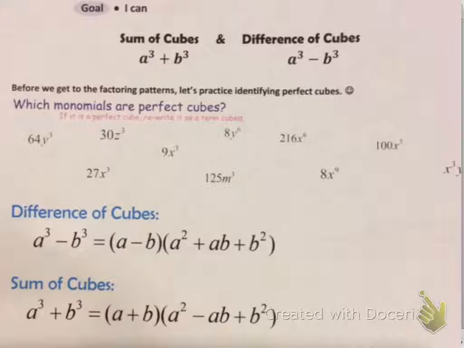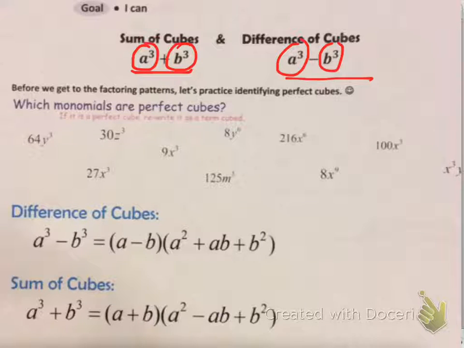This is Note-Taking Guide 1.6, Factoring Cubics or Special Patterns. The first thing I want to do is talk about what a sum of cubes or a difference of cubes would look like. If we were to see that, we would see a perfect cube number added to a perfect cube number, or a perfect cube number subtracted from a perfect cube number.